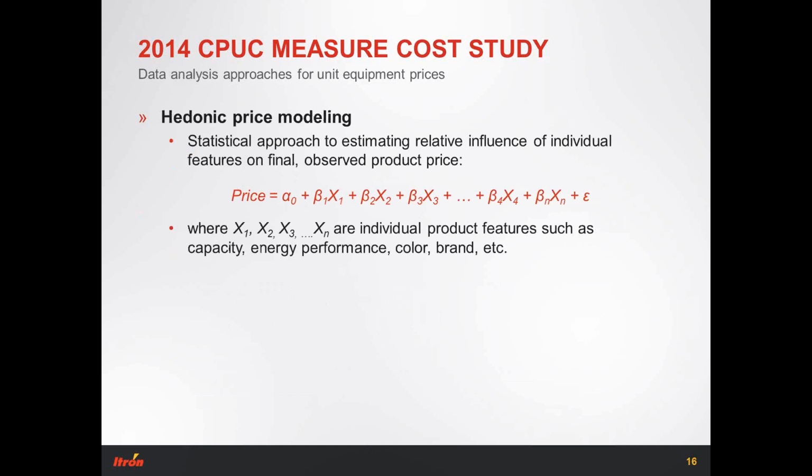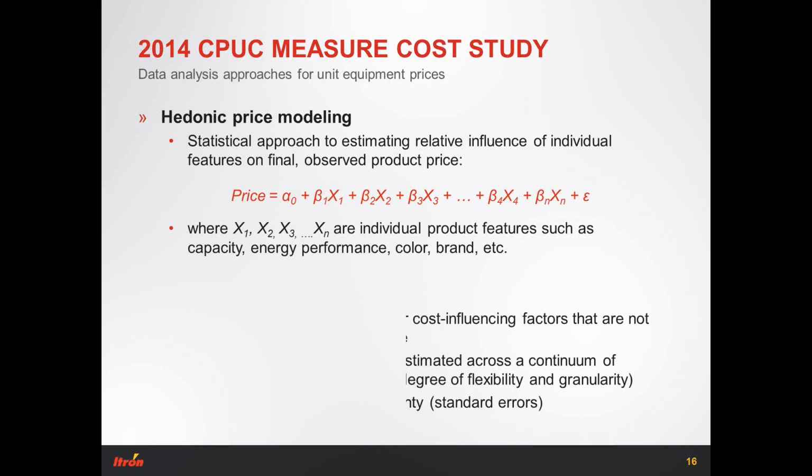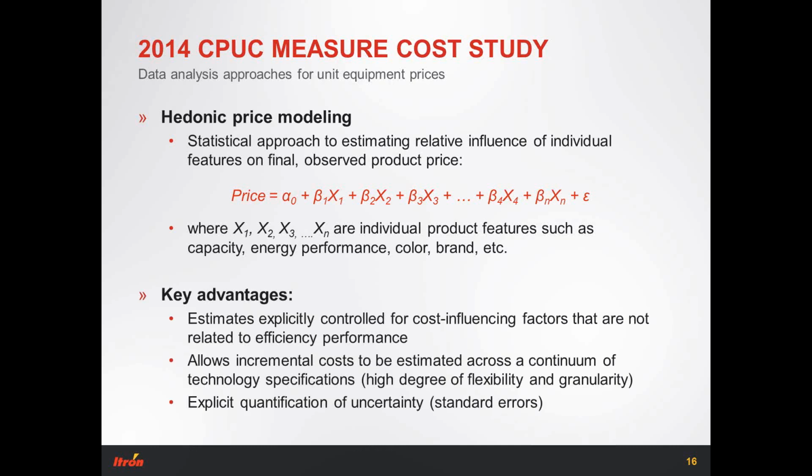On the analysis side, we used hedonic price models wherever we could. Hedonic price models are basically a regression approach that allows you to isolate the relative influence of individual features on final price, and those features could be capacity, energy performance, color, brand, anything that you think influences price.